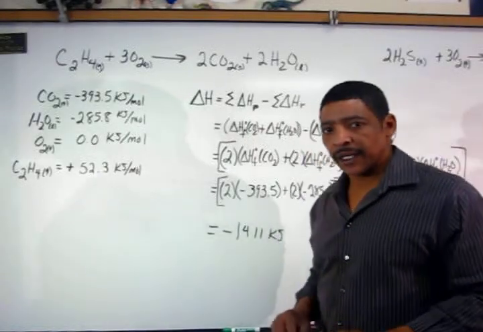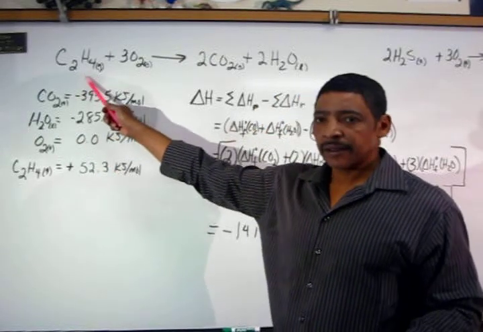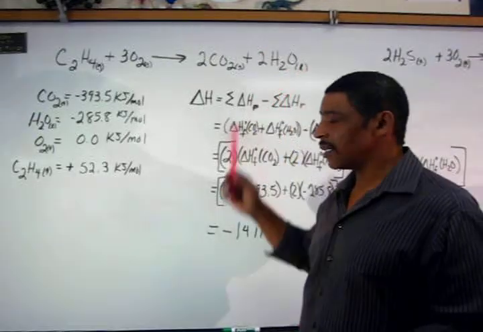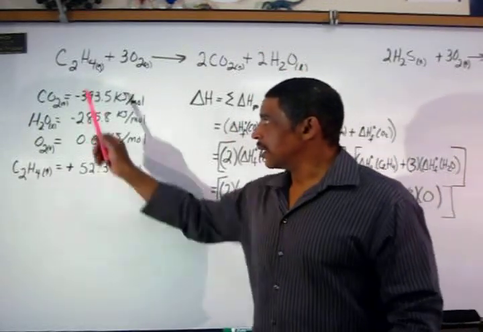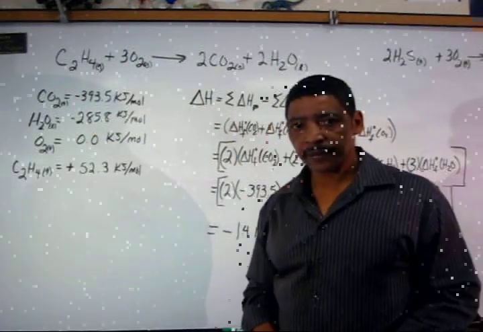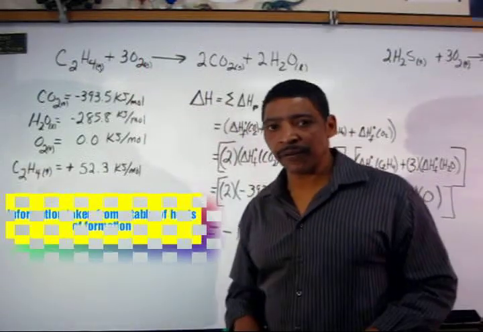Consider the following example where ethene reacts with oxygen gas to produce carbon dioxide and water. The molar ratio is 1 to 3 to 2 to 2. The heats of formation for both the reactants and products may be found on a table.